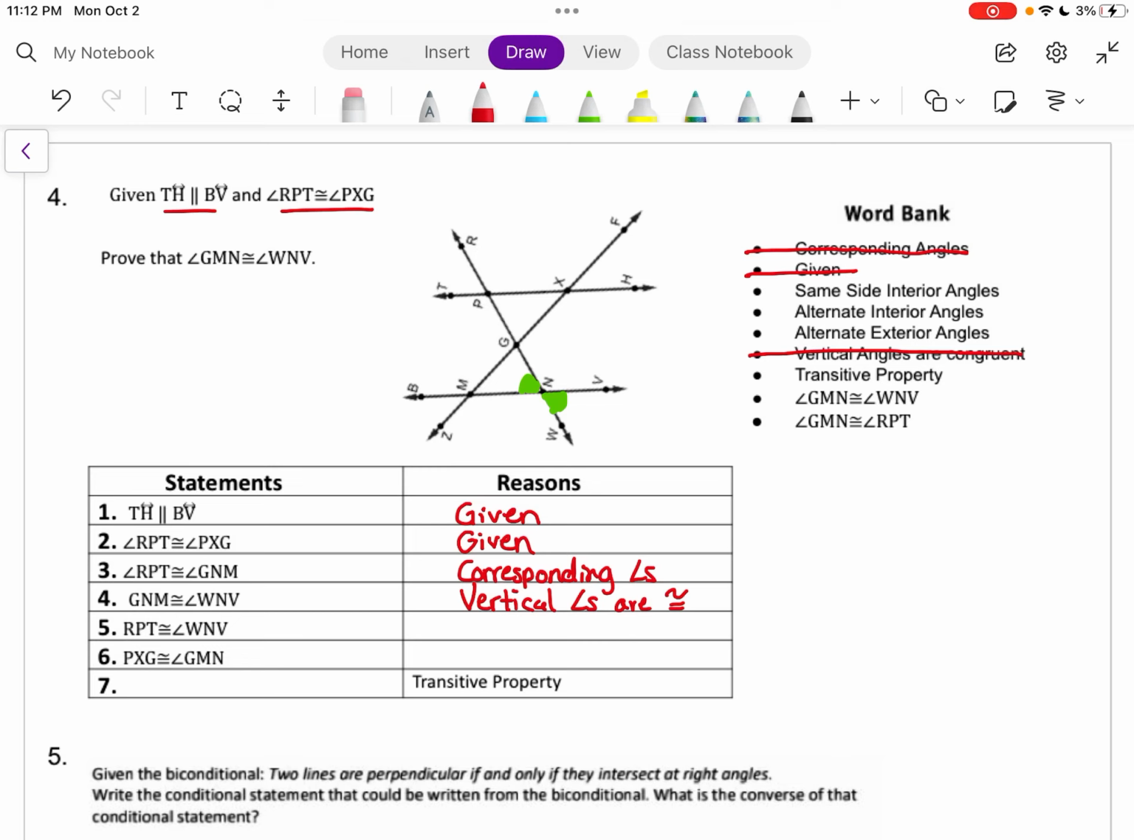Now, for statement number 5, by the time we get here, we've had some terms that have already repeated in our proof. Basically, if we look at statement number 3, if RPT is congruent to GNM and GNM is congruent to WNV, then we can assume that angle RPT is congruent to angle WNV. This is true by the transitive property.